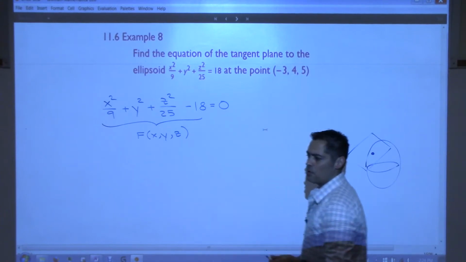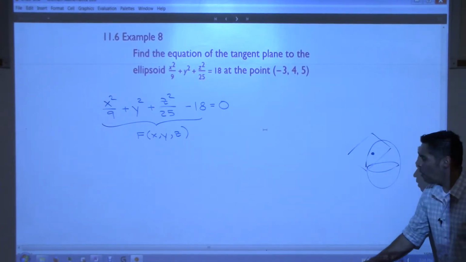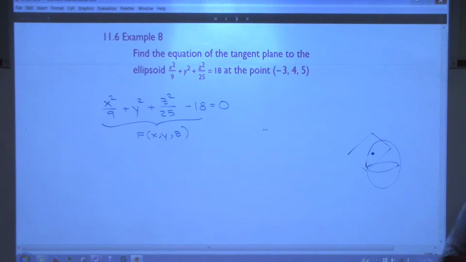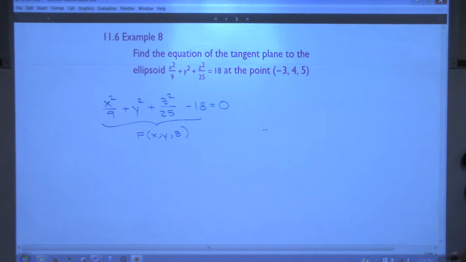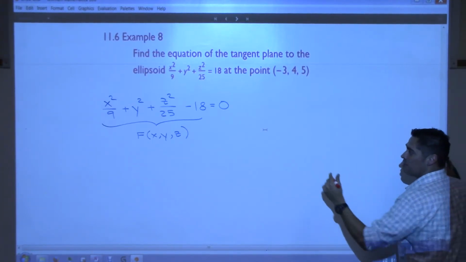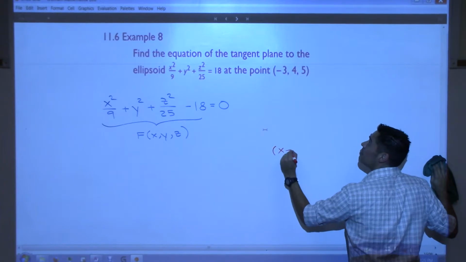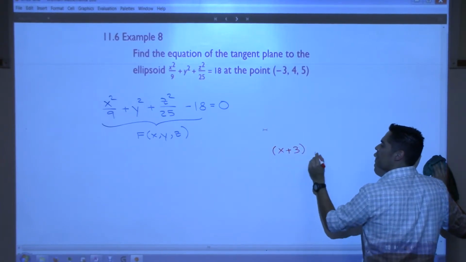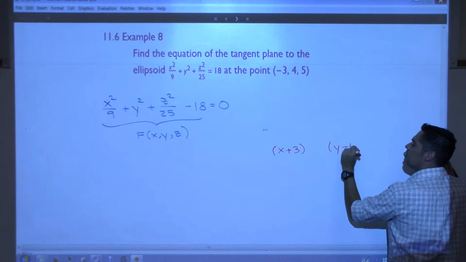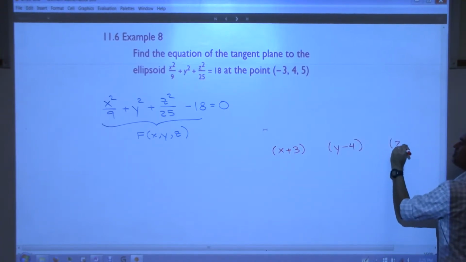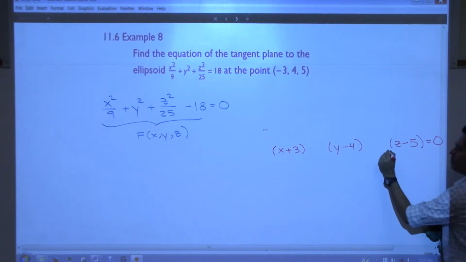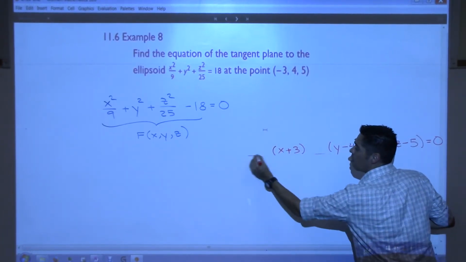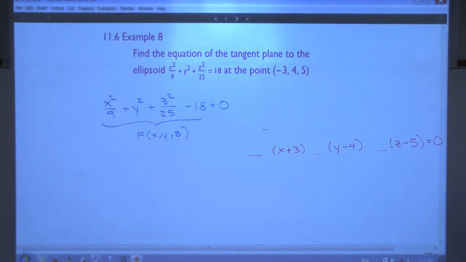That's the thing we're going to take partials of. What part of the equation of the plane, what part of it can you tell me right now without doing any of the work? X minus x naught. So I know x minus x naught, so x plus 3. Then it's y minus 4, and then I know it's z minus 5, and I know equals 0, right? That much I know. Just a matter of figuring out what these numbers in front are. Those numbers are the direction numbers of the normal vector, but that comes from the gradient. So just some partials now.